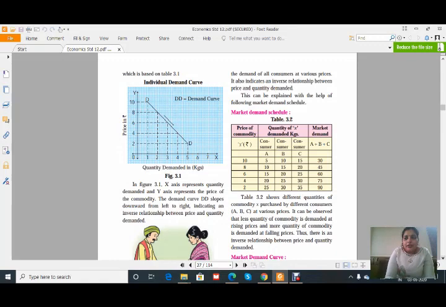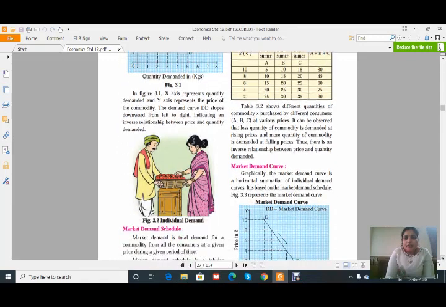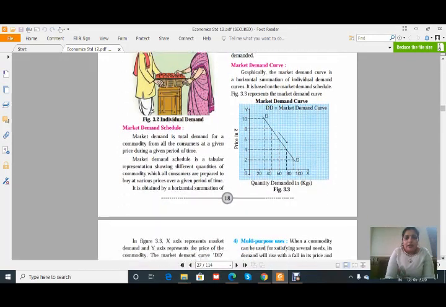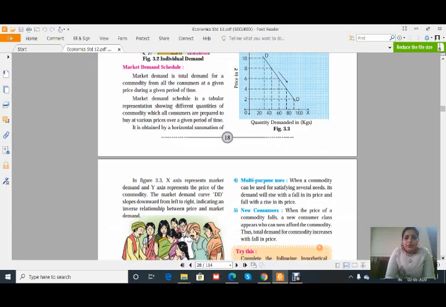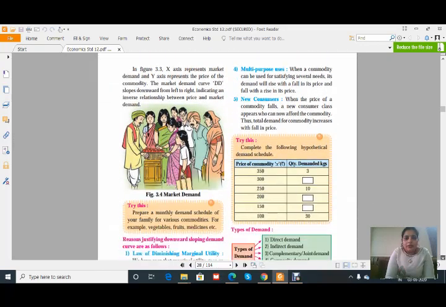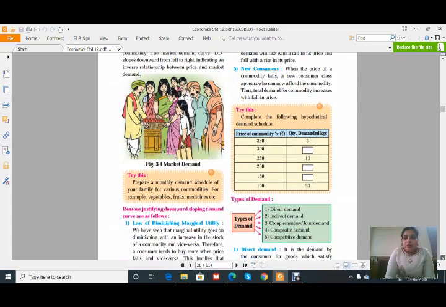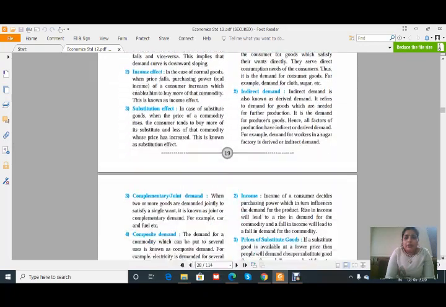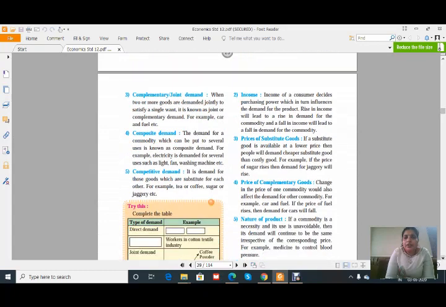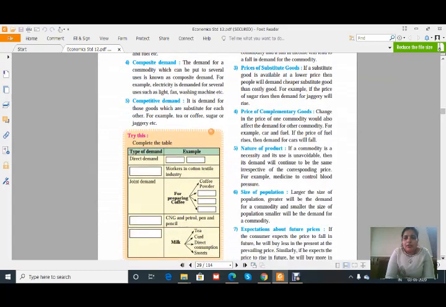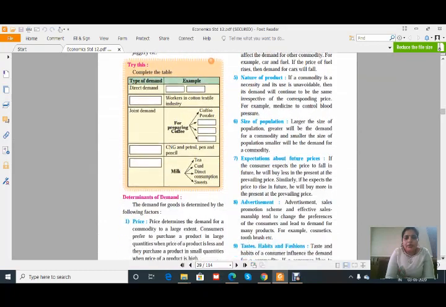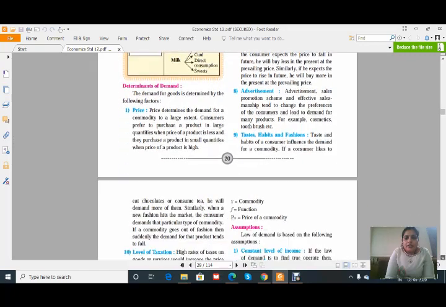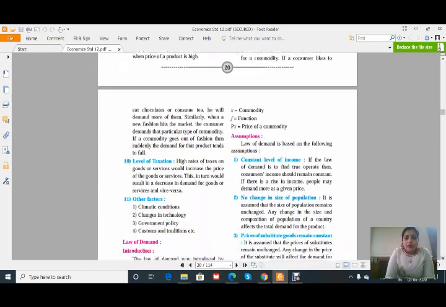So today let us start with the next topic, that is law of demand. I already explained you all the things about the downward sloping demand curve, types of demand and factors affecting demand, or we can say determinants of demand. All this already I have explained you. So today I will start with the law of demand.